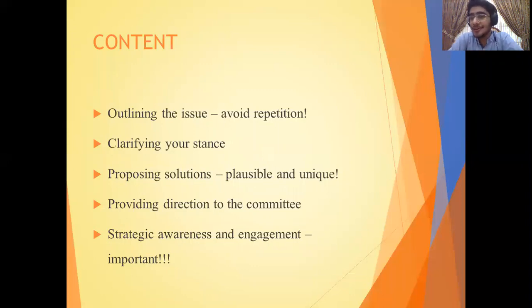Number 1 is that you need to outline the issue. Outlining the issue basically means just telling the committee what exactly the issue is. And I think here is where the previous slide of tying in your rhetoric with your content becomes extremely relevant.